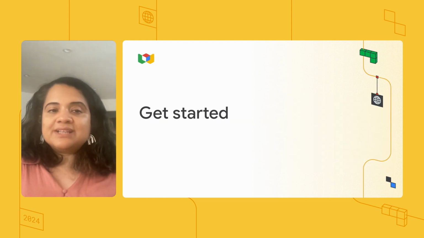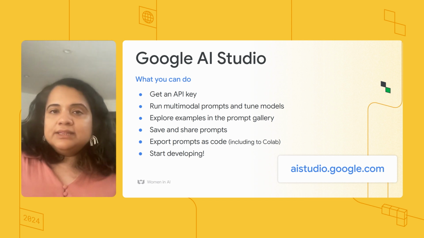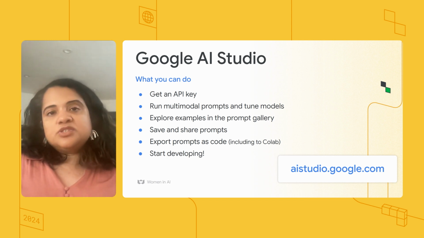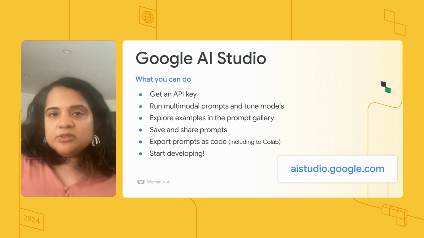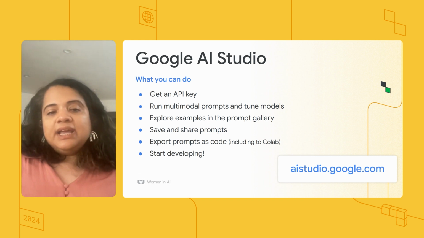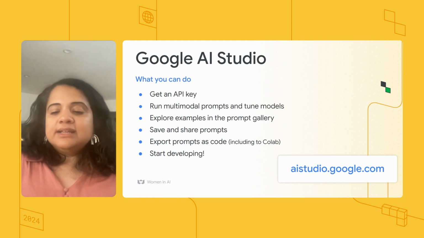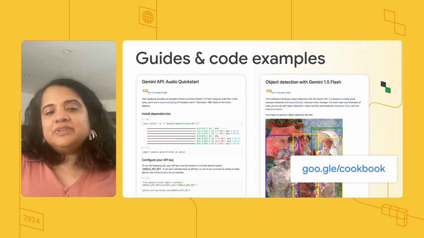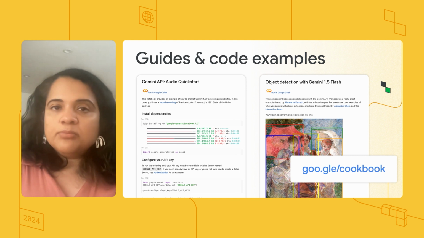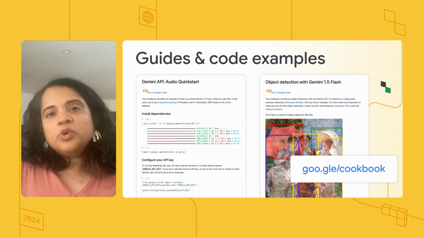And yeah, to get started, we have a prompt gallery on AI Studio. You can play with the models on AI Studio, and then you can use AI Studio to create an API key. And we have several coding examples available through our cookbook.